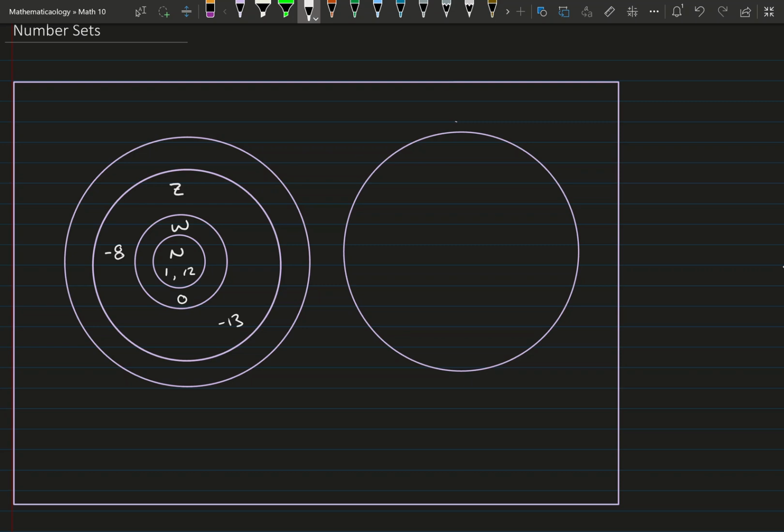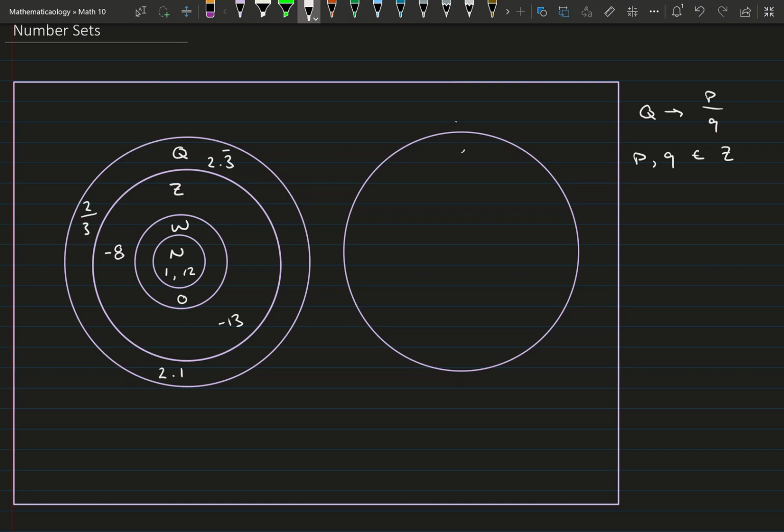Our next step is the rational numbers, and we denote that with Q. Now note, rational numbers Q, the idea is we can express them in the form P over Q, where P and Q are integers. So this just means we can write it as a fraction. So for example, 2 over 3 is rational. The other way we can recognize rational numbers are decimals that either terminate, they end, like 2.1, or they repeat, like 2.3 repeating. And those are rational numbers.